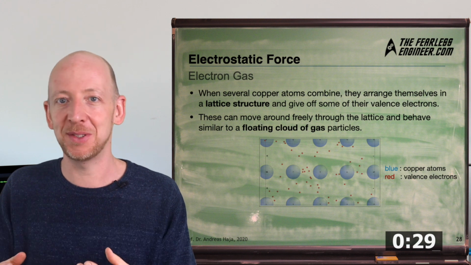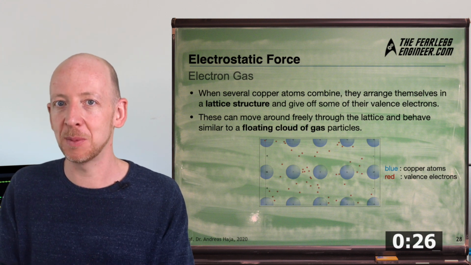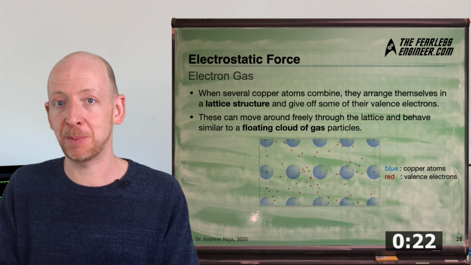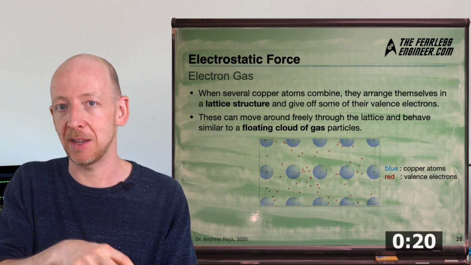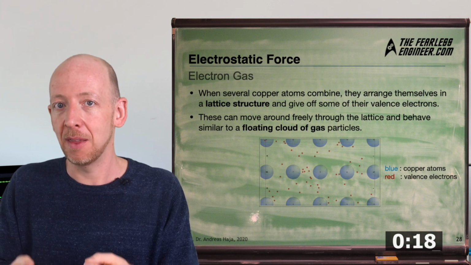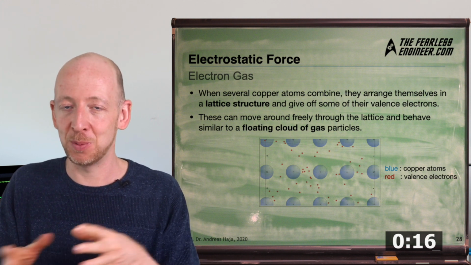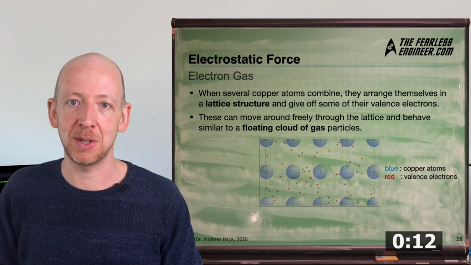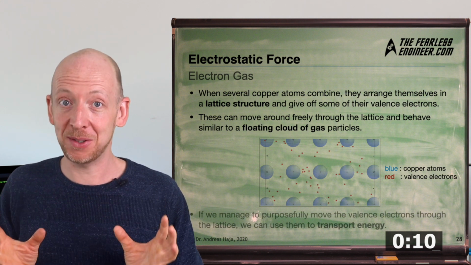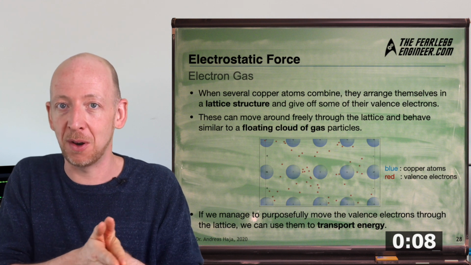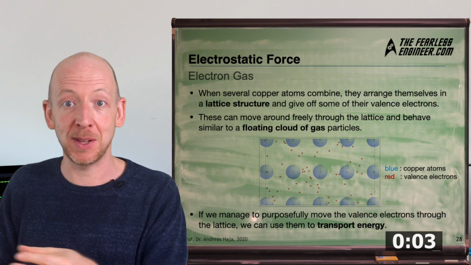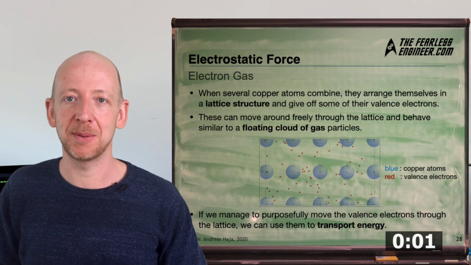And this cloud of electrons which floats around in the space between the atoms basically looks and behaves like a floating cloud of gas particles, hence the name electron gas. Of course, it's not an actual gas, but the number of electrons which move around in this gas-like fashion resembles a gas in chemistry. Now that we understand what the concept of electron gas is, we want to find a way to move it along in a certain direction in our wire in order to have it transport energy into our circuit.